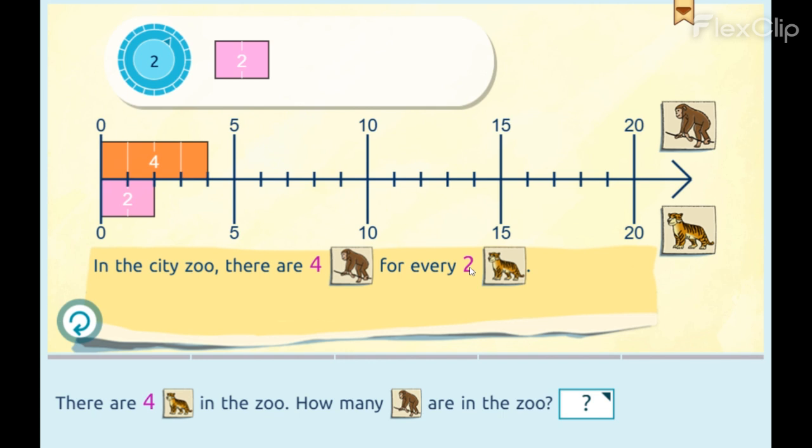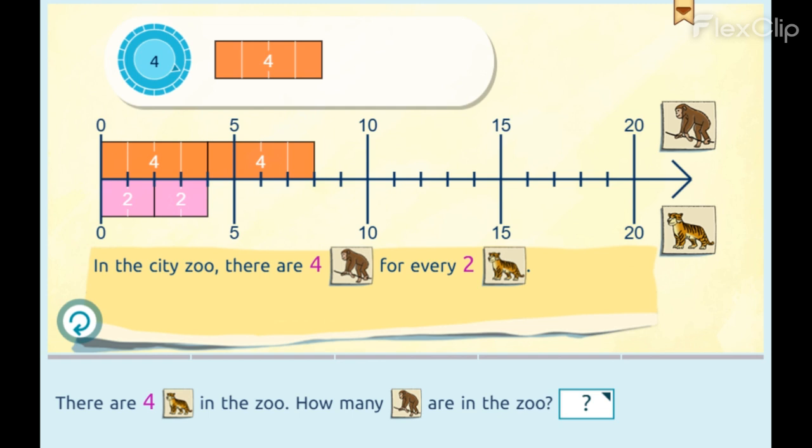You now see four tigers. Let's put them together. But we cannot see any more four monkeys. We need to see 4 plus 4. Absolutely right. We now need to see 8 monkeys because we need to use the same amount of bricks twice. We use the pink bricks twice, 2 and 2. That's why we have to use the orange bricks 4 and 4 twice.